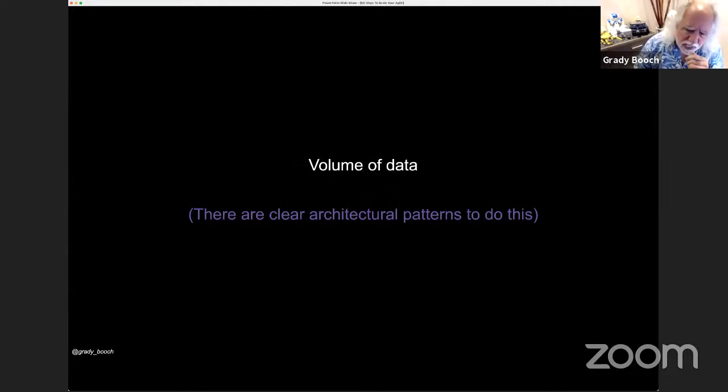Then there's the issue of volume of data. This is also a problem of scale. It's like CERN, for example, dealing with when one experiment may generate a petabyte of data in just one experiment. We know how to do that too, in theory. We have clear architectural patterns to do so.